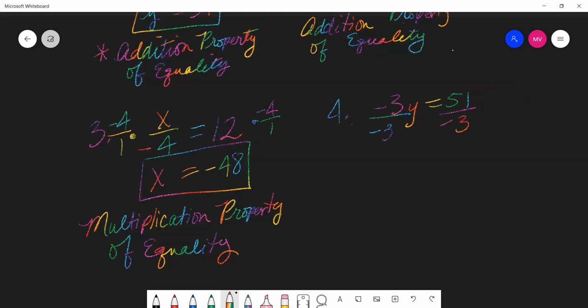I just wanted to show you, even though we're now dividing both sides by -3, which we are, that can also be represented by multiplying it times the reciprocal of 3, which is 1/3.